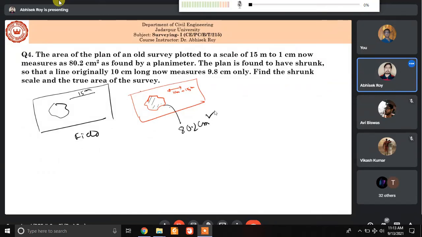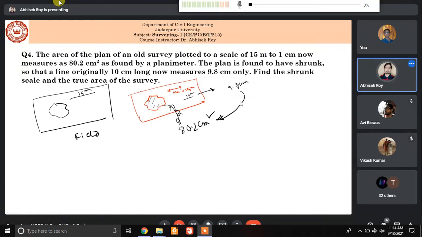However, at the time of drawing, 1 centimeter equals 15 meters, that is okay. But in actuality, as time has passed, it has been shrunk. It has been shrunk in the way that right now 10 centimeters in the actual drawing is now representing 9.8 centimeters. So when you have measured this 80.2 centimeter square, it is basically measured with the help of this. Then please find the shrunk scale and the true area of the survey.